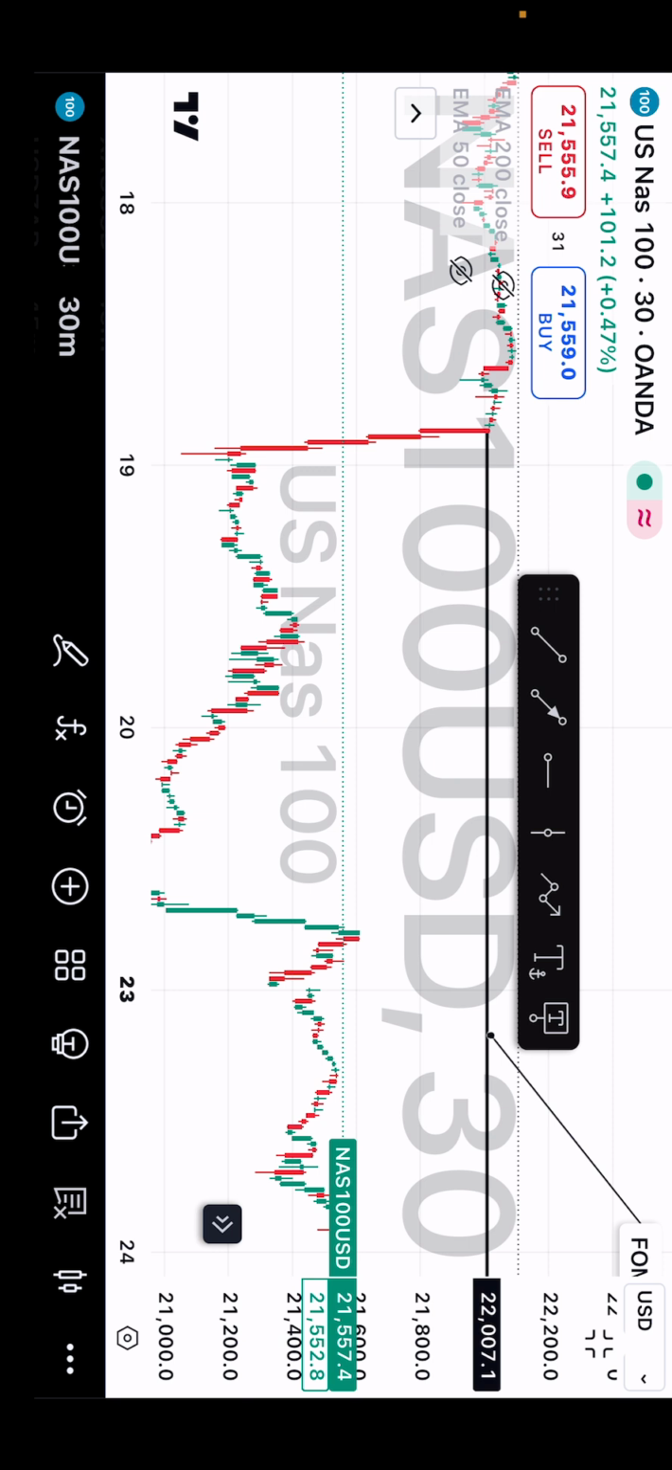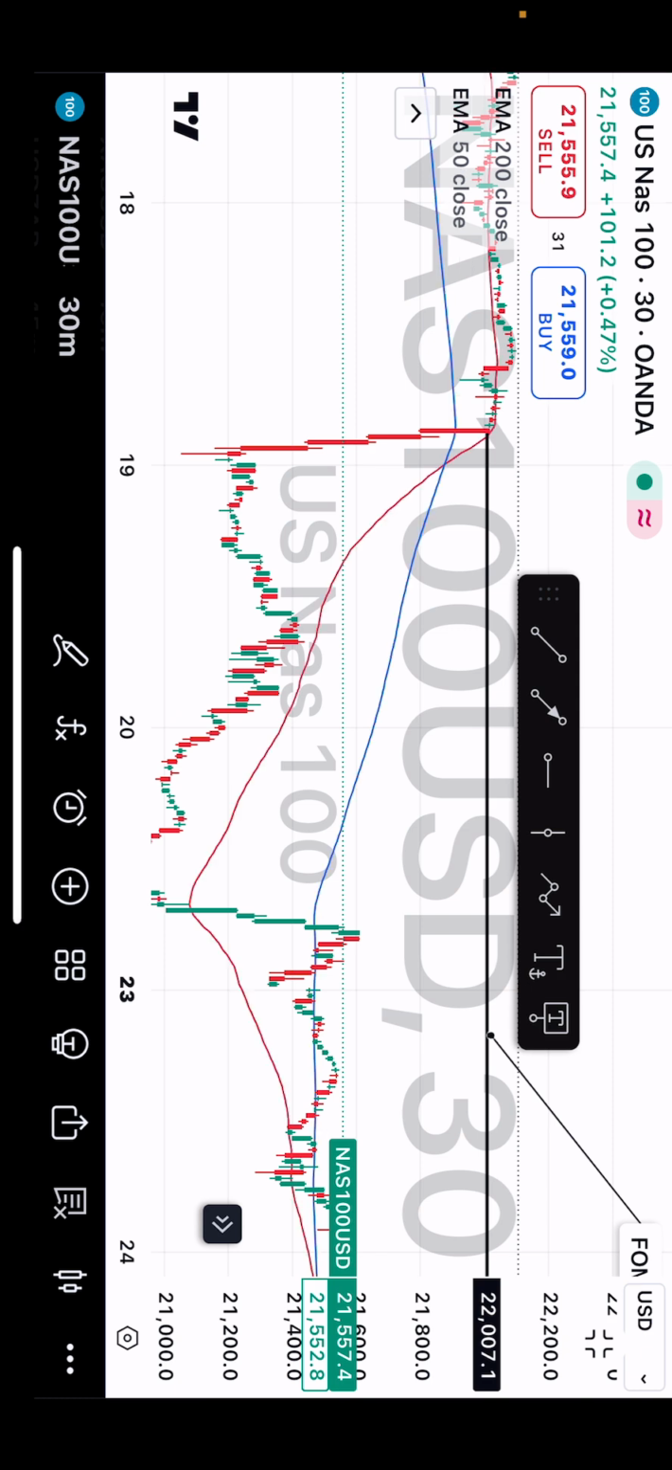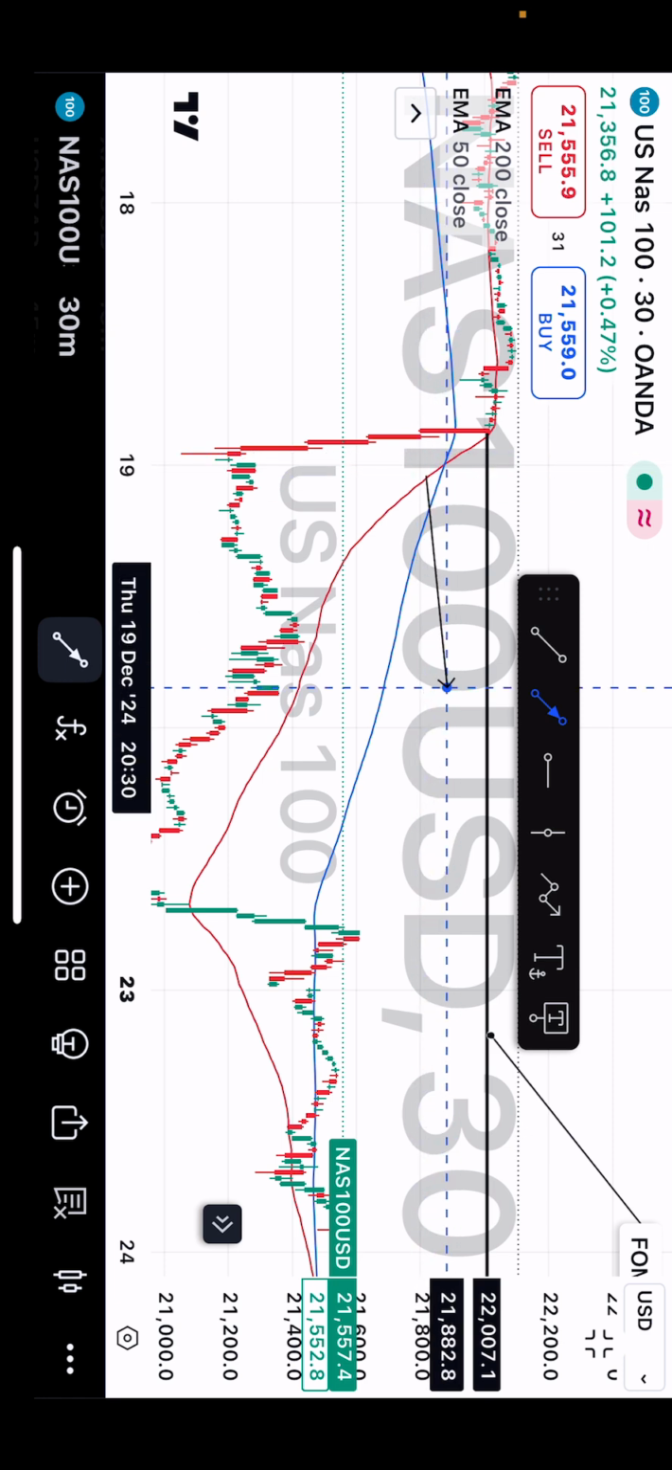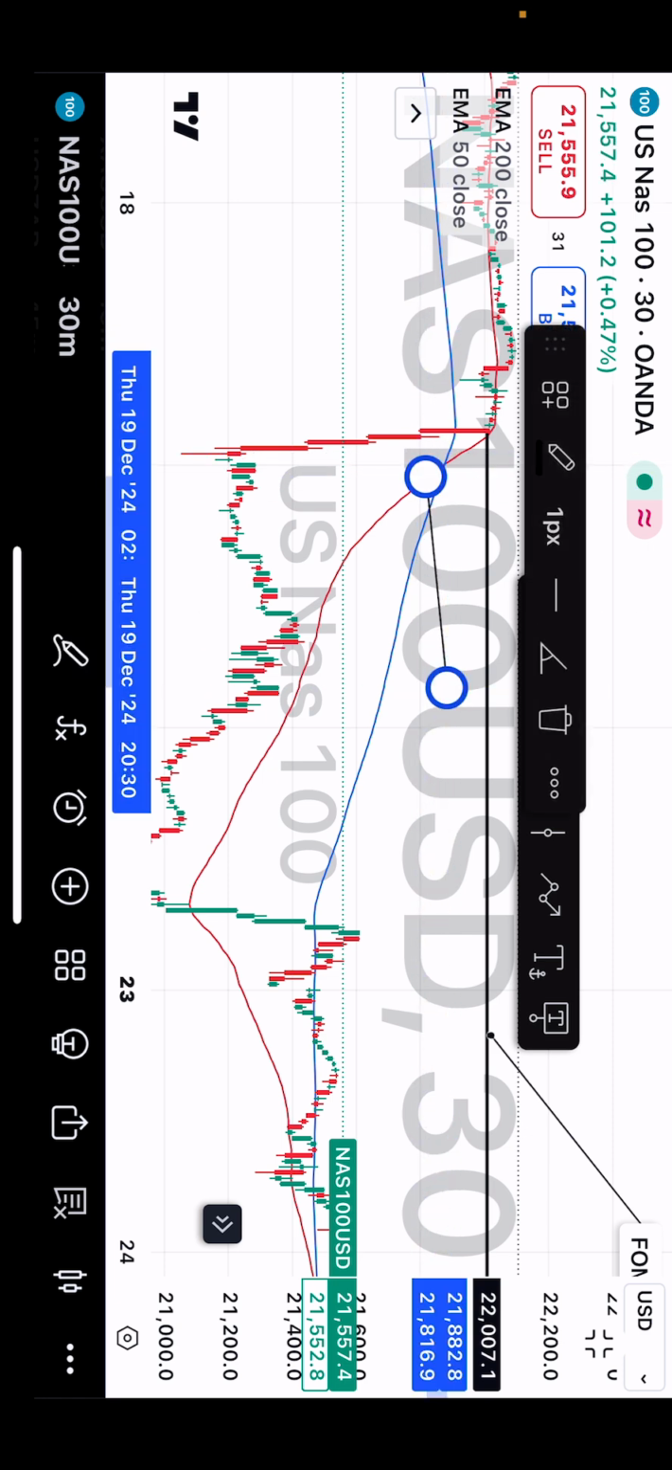So the question is, how do you catch these entries, or how do you trade it? What do you do? Guys, we use the 200 exponential moving average and the 50 exponential moving average. When these cross, that's when we start looking for selling or buying opportunities.